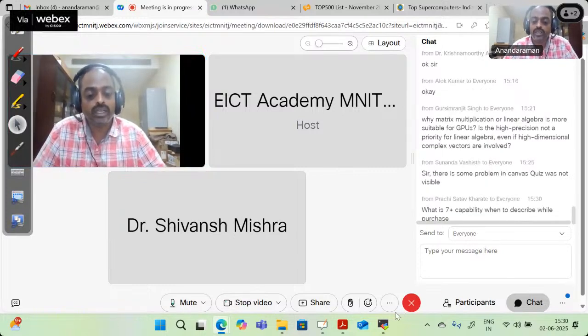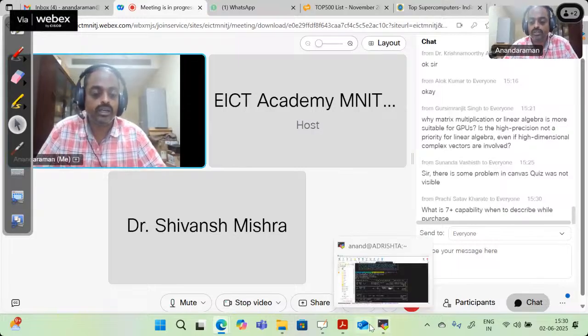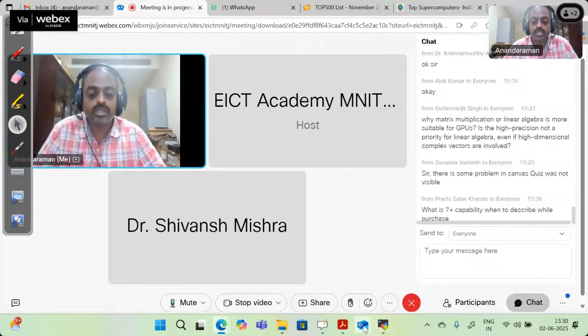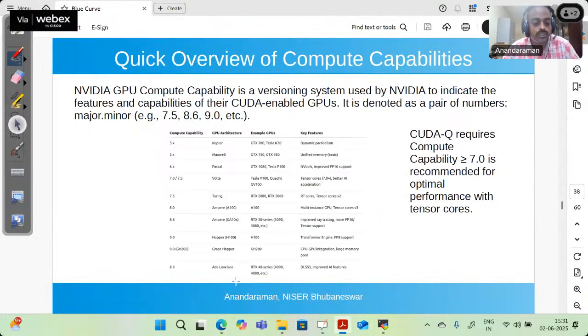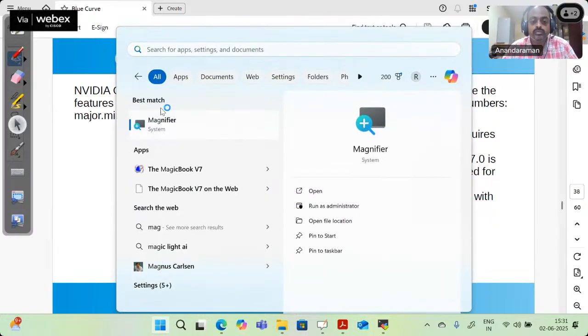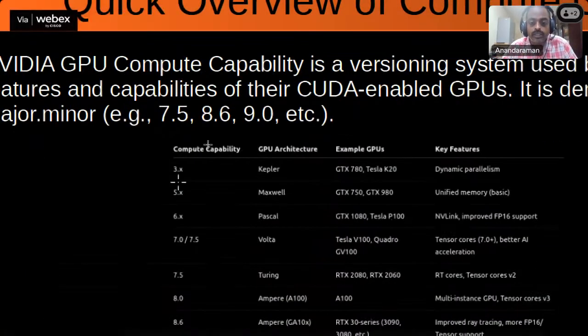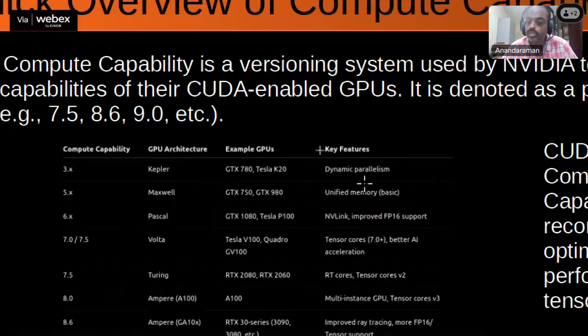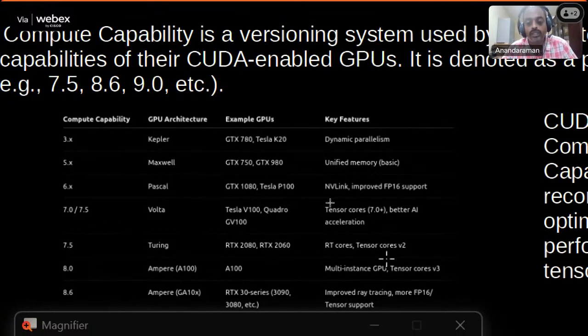This is a number given by NVIDIA itself, so we don't need to do any calculation here. With every GPU generation they are adding some features. In this GPU they introduced the dynamic parallelism feature. In this GPU they introduced unified memory. Then NVLink, then Tensor Core, then RT, ray tracing. That is for graphics applications, like your shadow effect. RT cores are added for that.